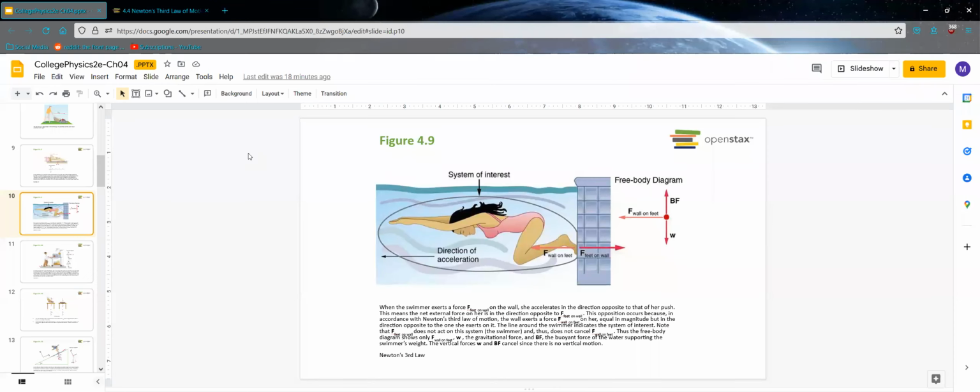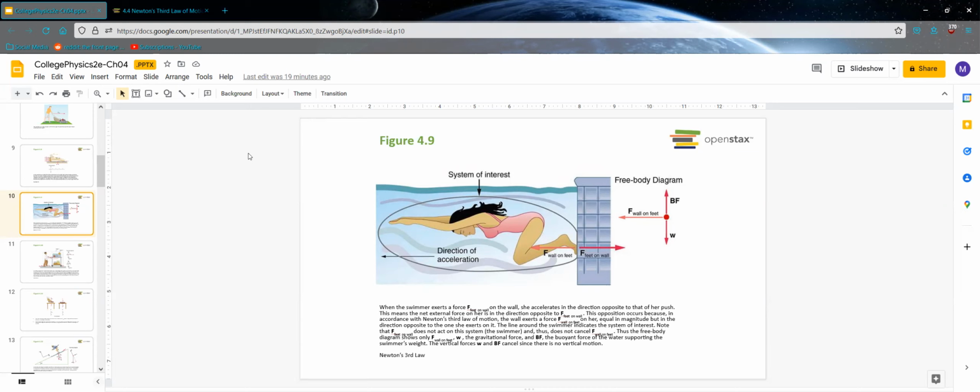This picture here, I think, is a pretty decent example of what we're talking about. Here we have a swimmer, the system of interest, kicking off of the pool wall to accelerate themselves into the water. When you kick off of the pool wall, your legs and your muscles extend out away from the wall, right? It's a spring. And you shoot off of the pool and into the water.